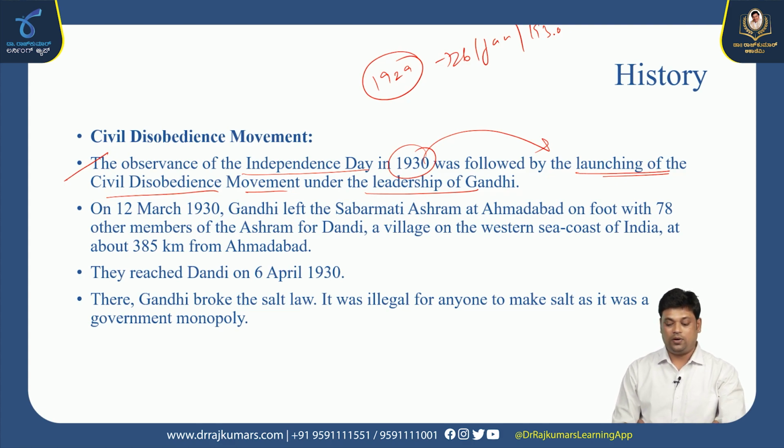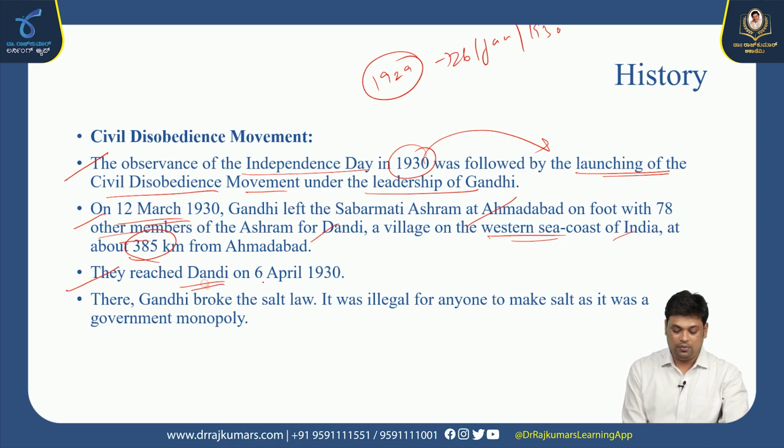Based on that, the launching of the civil disobedience movement under the leadership of Gandhi was approved by the INC Congress Working Committee. On 12th March 1930, Gandhi left Sabarmati Ashram at Ahmedabad on foot with around 78 other members from his ashram for Dandi, a village on the western sea coast of India, 385 km from Ahmedabad.